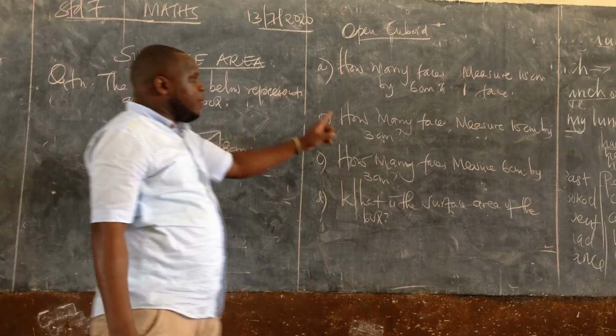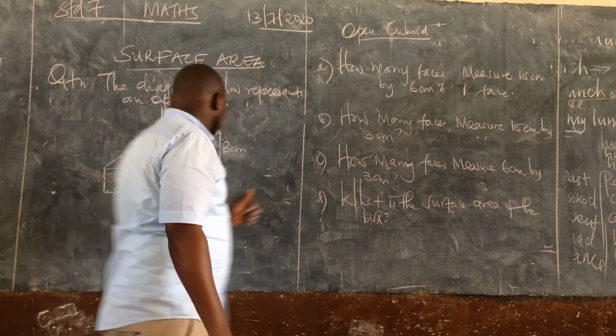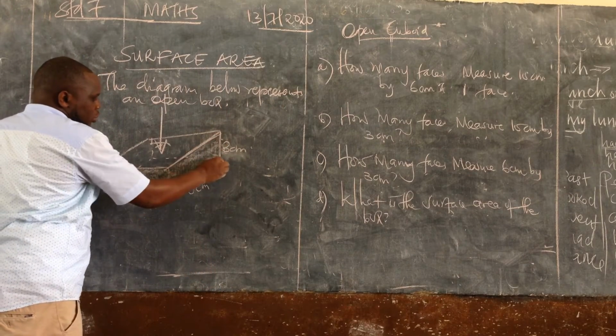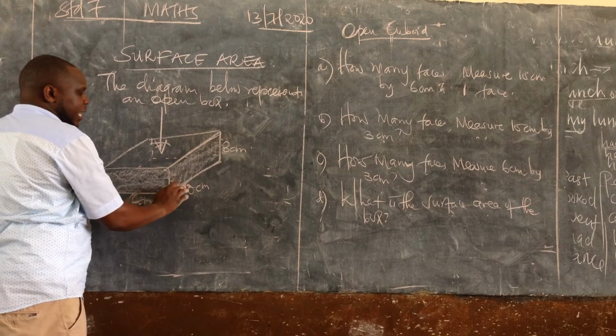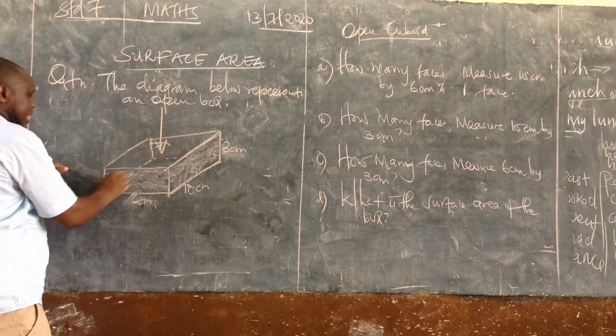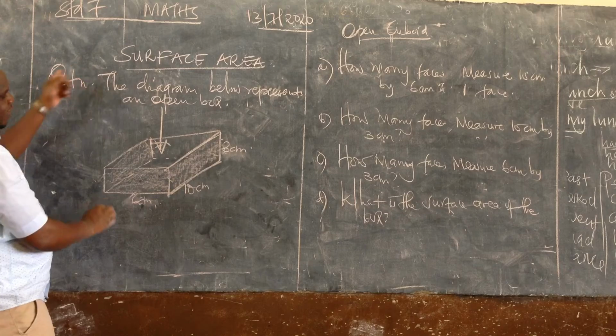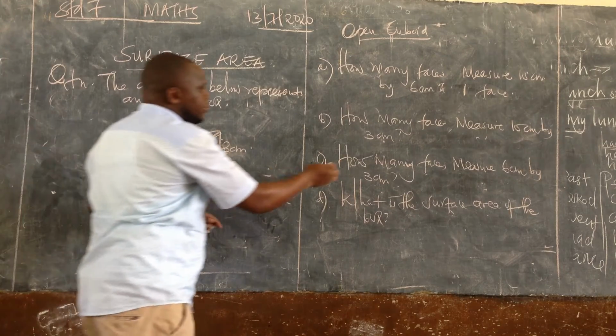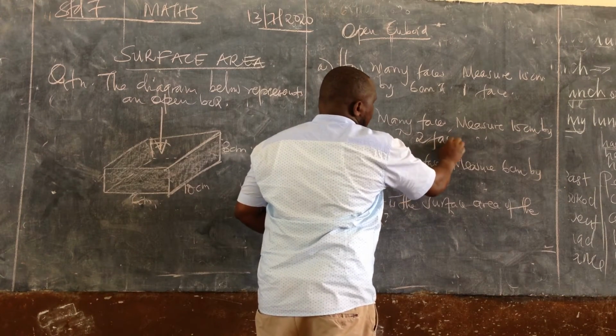So the next one, how many faces measure 10 by 3? If you look at the face that shows 10 by 3, it is this face. So 10 by 3, we have this one and the other one on the other side. On the other side, you have another face like this. So there are going to be 2 faces.